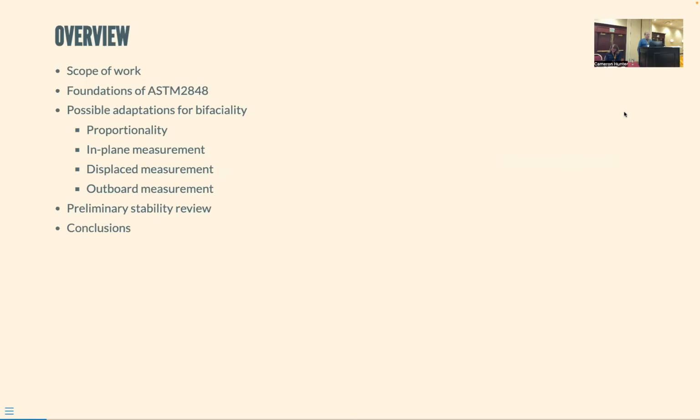Here we go. So the scope of the day: the foundations of ASTM 2848, and possible adaptations that I have seen, and why each one has some advantages and some disadvantages. Hopefully afterward, maybe we can discuss various opinions on that. And I'll wrap this up with a brief review of some field data that was collected at NREL.